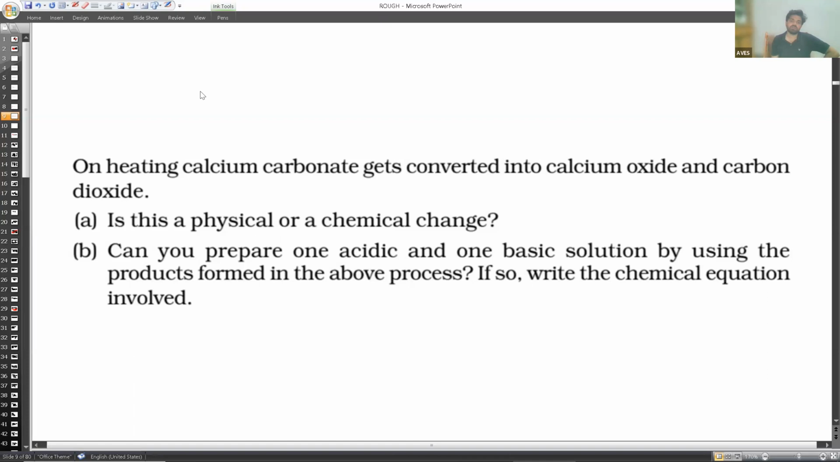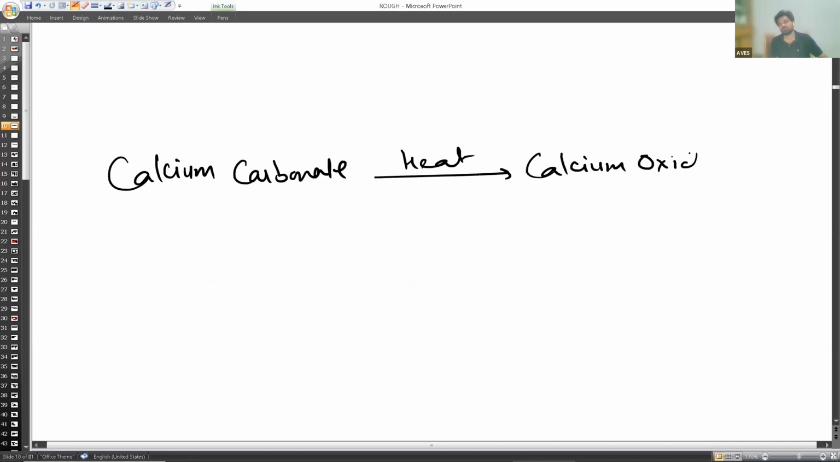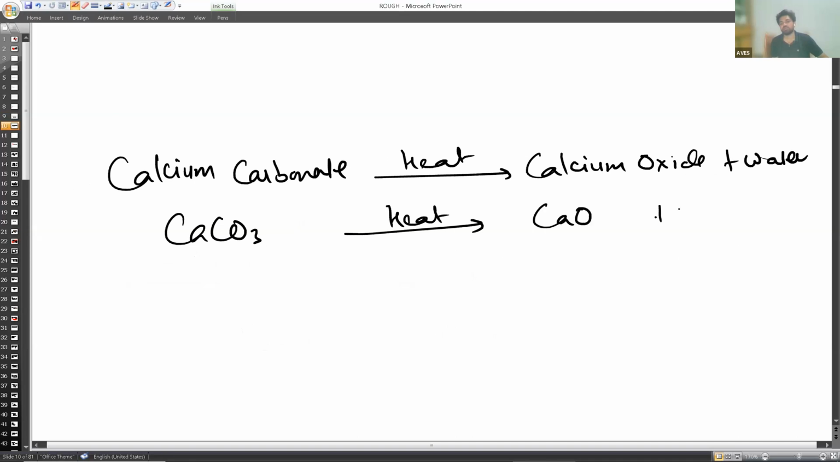So let me explain that on heating calcium carbonate, what is going to happen? This is calcium carbonate. When you heat it, it will give you calcium oxide plus carbon dioxide. If I write it in words: when you heat calcium carbonate, it gives calcium oxide plus water. I'm writing the formula also here. Calcium carbonate, when heated, gives calcium oxide CaO plus H2O.